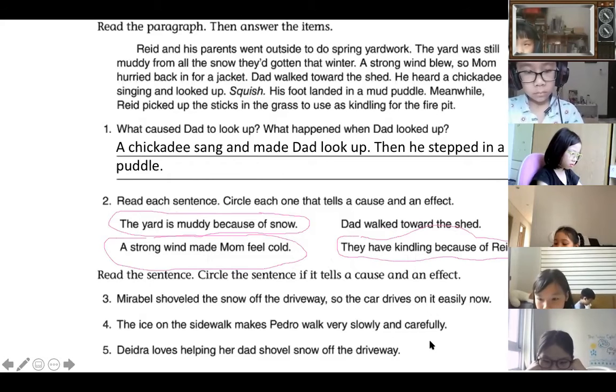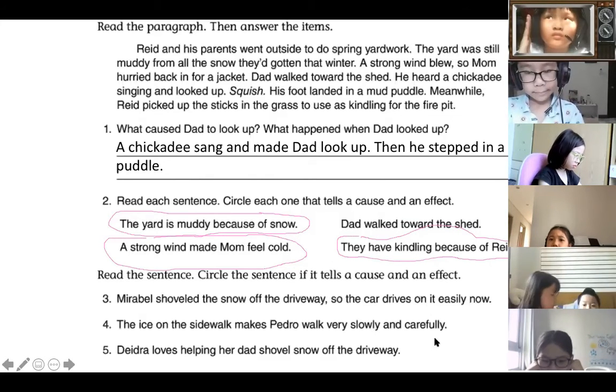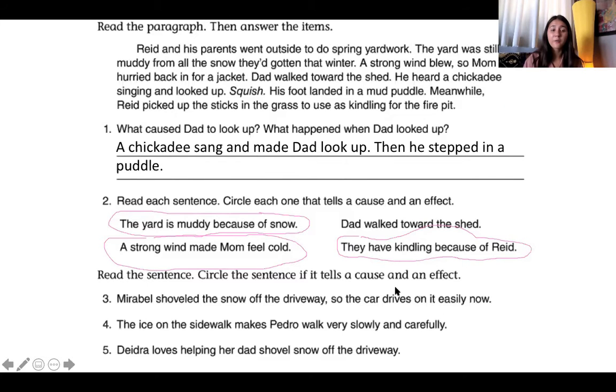Okay, number 3 down here. Read the sentence and circle the sentence if it tells a cause and an effect. So what are the sentences or the sentence if it has a cause and effect? Ming Ang, what do you think?